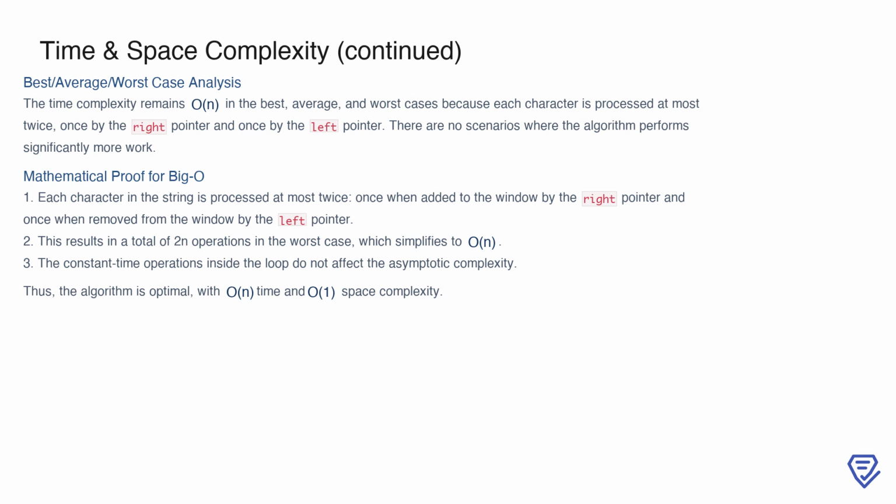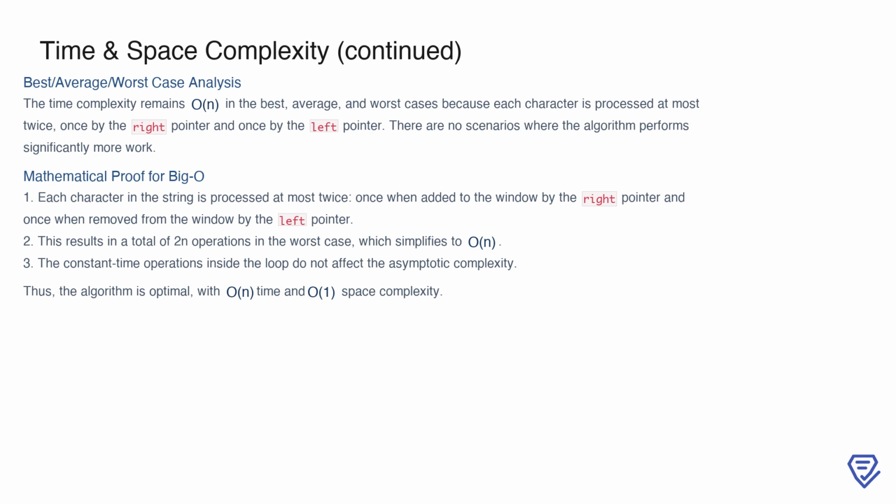When analyzing the best, average, and worst cases, the time complexity remains n in all scenarios. This is because each character in the string is processed at most twice, once when it is added to the window by the right pointer and once when it is removed from the window by the left pointer. This results in a maximum of 2n operations, which simplifies to n. Additionally, the constant time operations within the loop do not affect this asymptotic complexity.